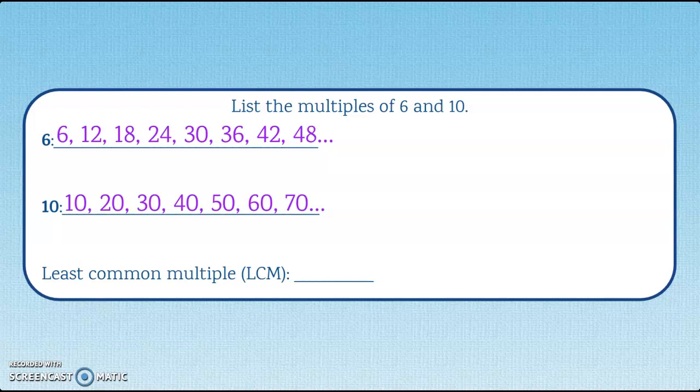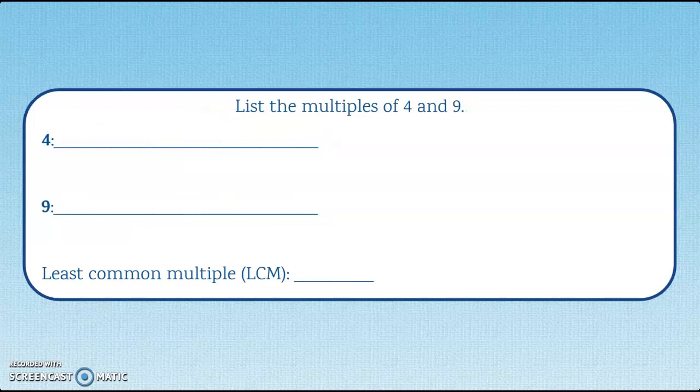For both 6 and 10, there are more multiples than I listed. However, I have found one they have in common, so I can stop. The smallest number that both 6 and 10 have in common is 30. So 30 is the least common multiple of 6 and 10.